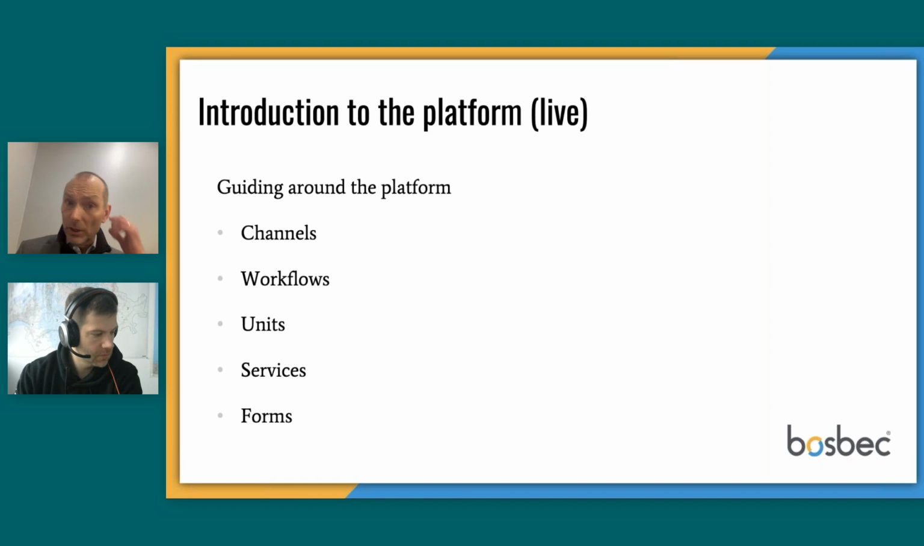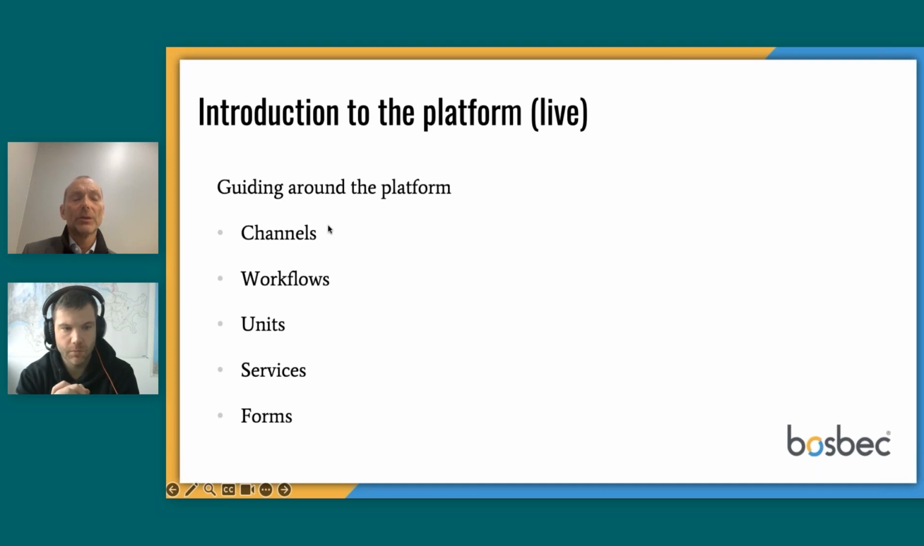So now I would like to show you some parts of the platform, how it looks, before I come into some examples and how we can use that. The main parts of the platform are channels. Channels is where we connect other systems or where we communicate with people. Workflows is the space where we build the solution. Units is a storage area. It's a key value storage area, so you don't have to set up any database if you need to store any information in between the solutions.